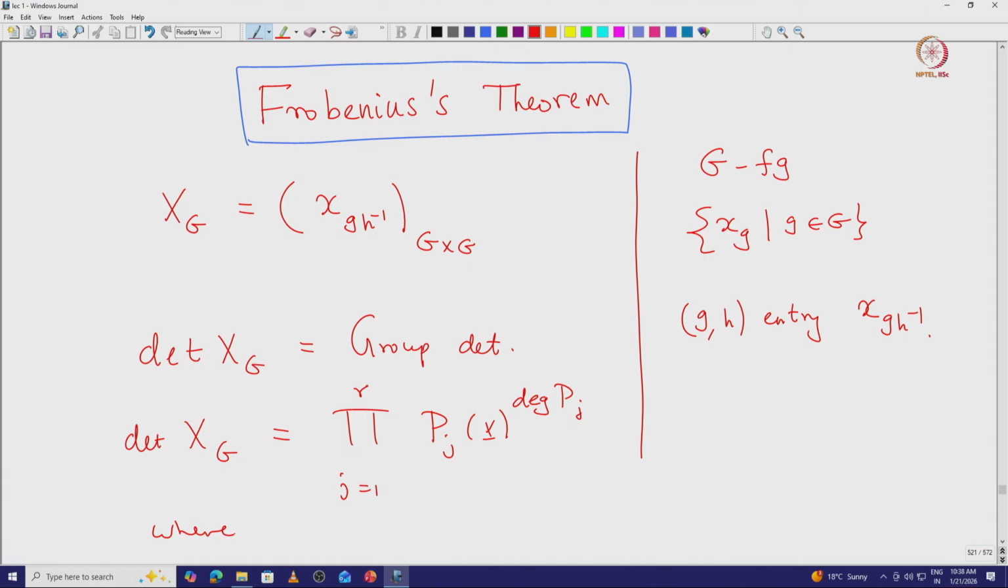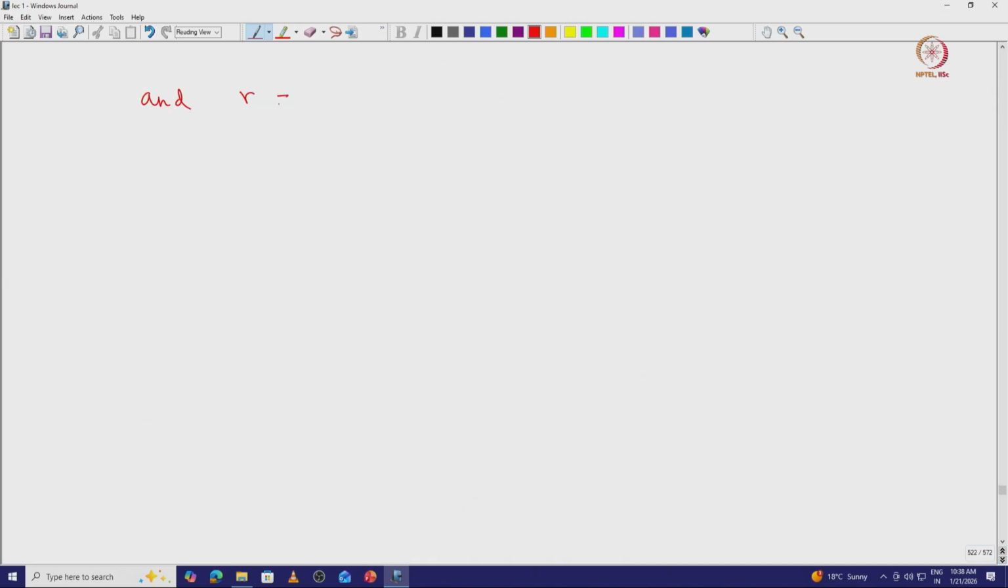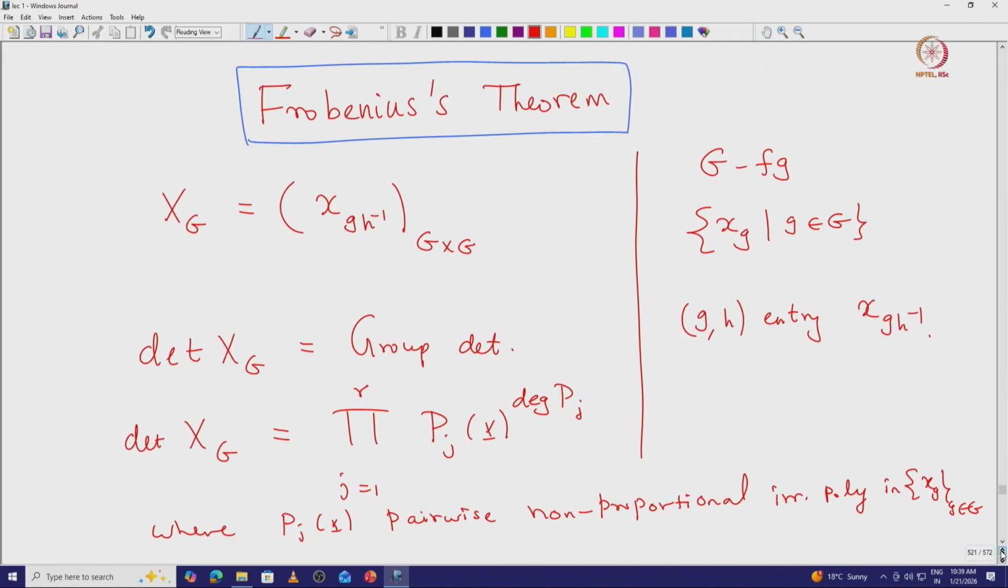Where these p_j(x bar) are pairwise non-proportional irreducible polynomials, of course irreducible in these variables x_g, g in G, and this r is the number of conjugacy classes of G. So, it gives a very explicit factorization of this determinant of X_G in terms of some irreducible polynomials.